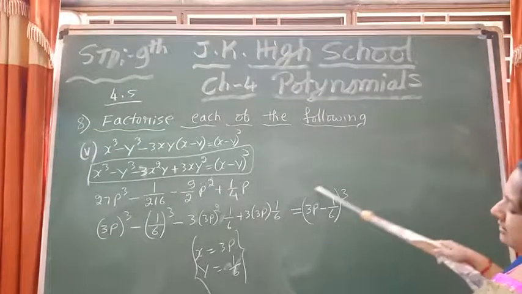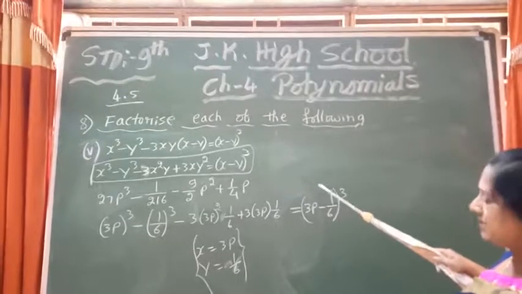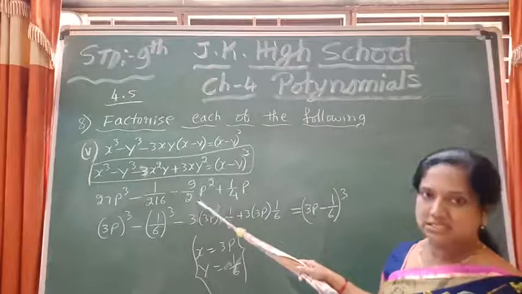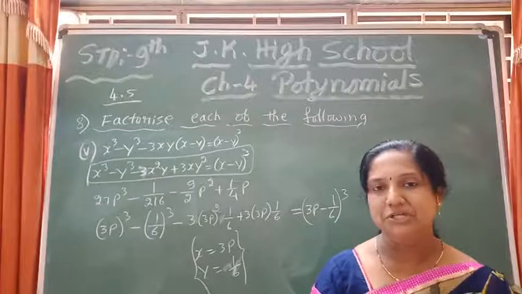These are the factors. 3 factors are there here: (3p minus 1 by 6) into (3p minus 1 by 6) into (3p minus 1 by 6). These are the factors of this expression, children. Write down and practice, children. Okay? Write down in your notebook.